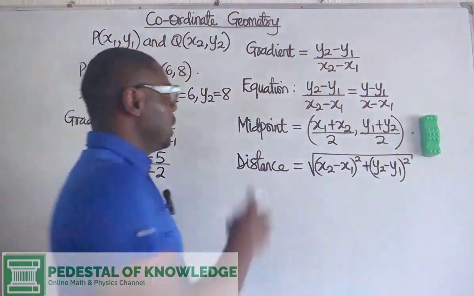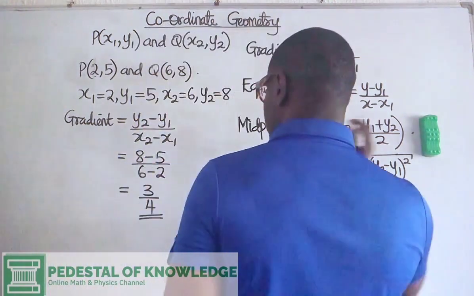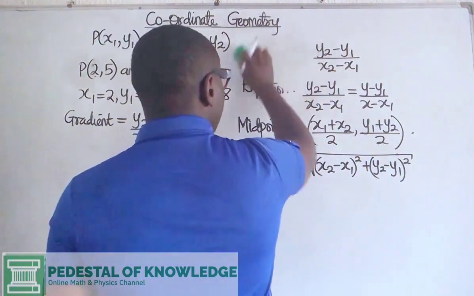All right. Now, let's look at the next parameter. That is the equation of a line.